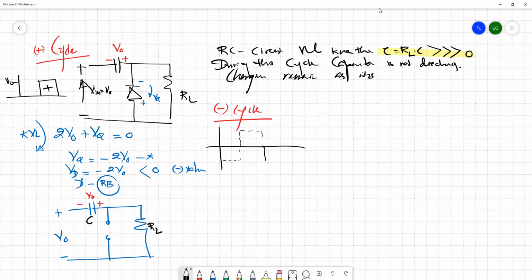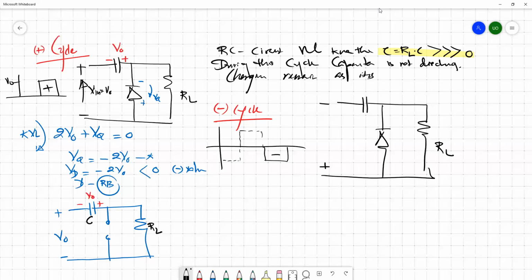So this third cycle, what happens? Now we have a capacitor here. So we have a resistor here. We have a diode and RL. So now the applied voltage is like this. Your input is actually V naught. Now this capacitor is already charged to V naught. And you have a diode and a resistor.